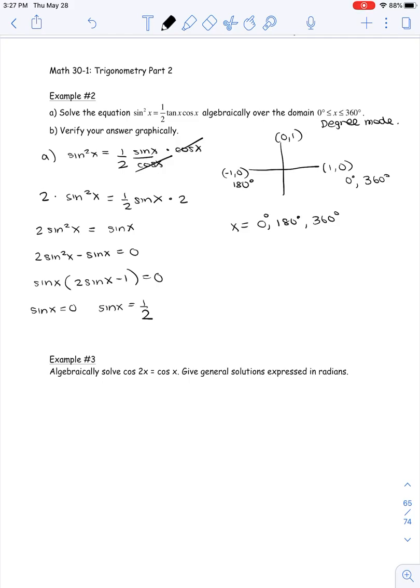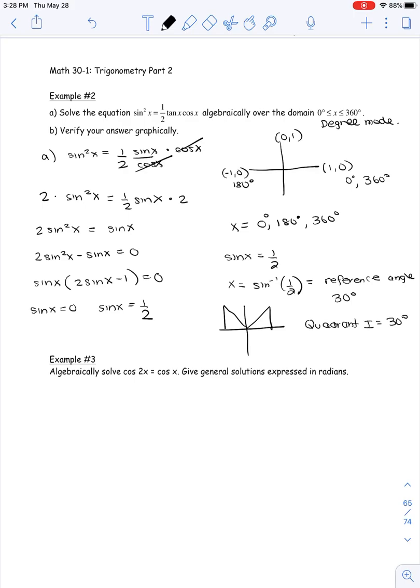And for the second part, where sine of x equals 1/2, I always like to find it by doing the inverse sine of 1/2, and that's going to give me the reference angle. So the reference angle is 30 degrees. So we know that we're trying to find where sine is equal to a positive value, and so that's going to occur in quadrant 1 and quadrant 2. So in quadrant number 1, we know it's equal to the reference angle, so we know that one answer is 30 degrees.